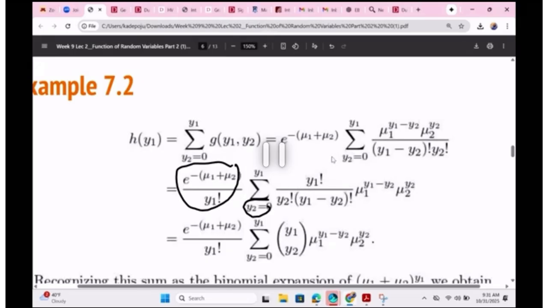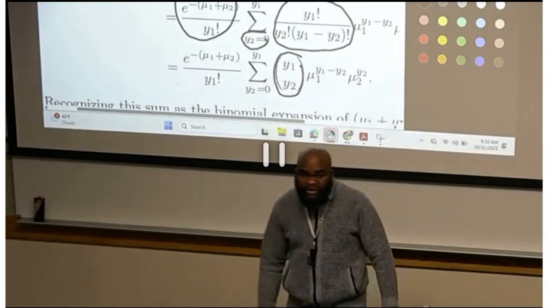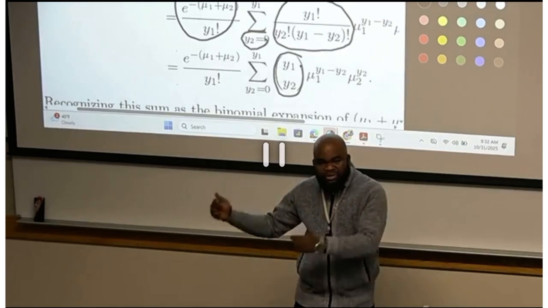Why do you think I need y1 factorial? Because I'm targeting g(y1). So I put y1 factorial here, and I put y1 factorial here. That will cancel out. I still have what I have. Can you see that? I now want you to pay attention to this. Take a look at this. That is this. Under combinatorial analysis, y1 combination y2 is y1 factorial divided by y2 factorial times (y1 minus y2) factorial.